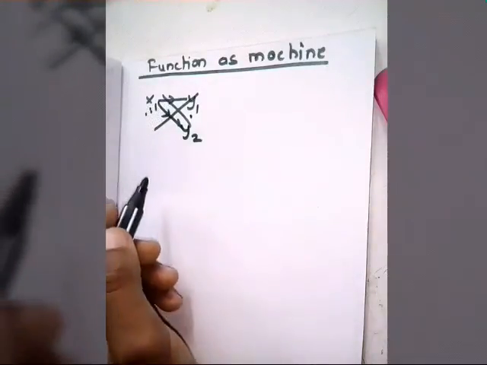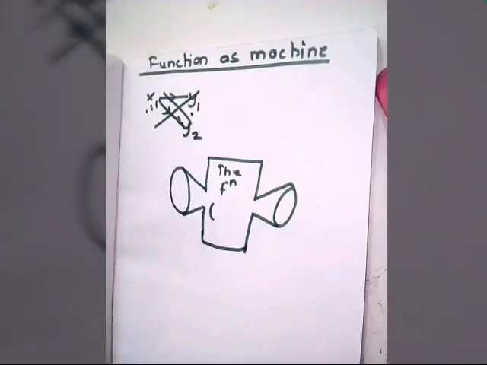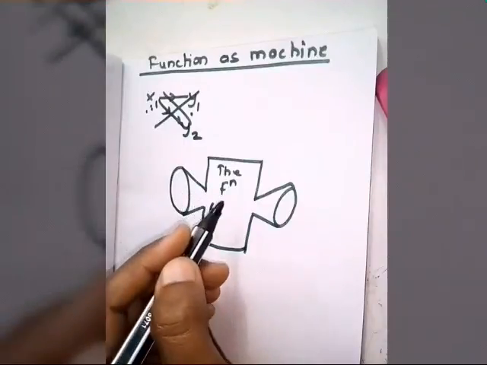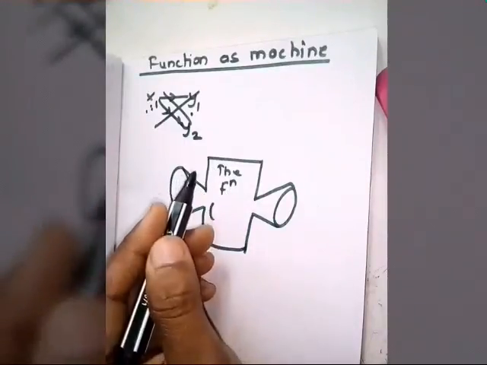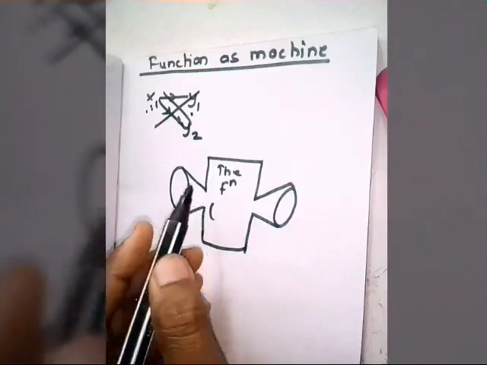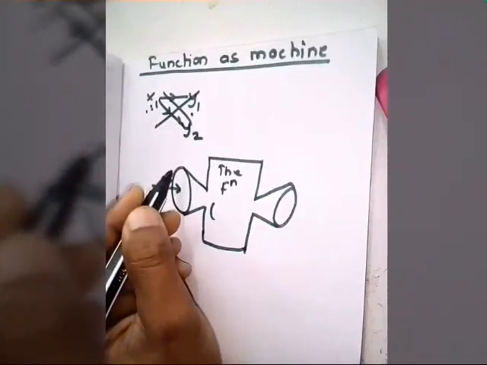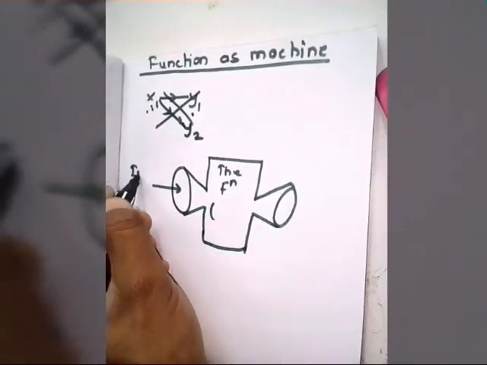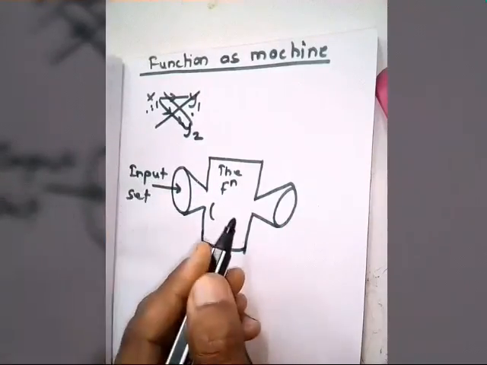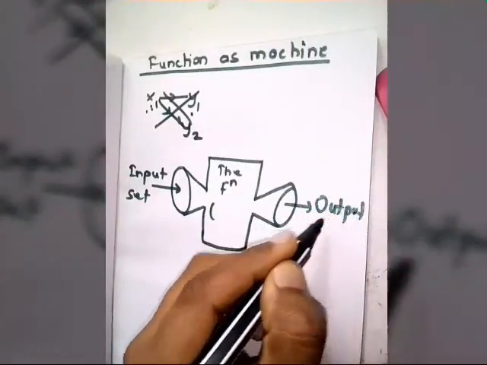Now we'll talk about function as a machine. To visualize function as a machine, you can think of a certain kind of machine. This machine is called the F machine, the function machine. It can take certain values. These are the input side, so we call them the input set. It takes certain inputs, and from that input it gives you certain output. So we have output sets.